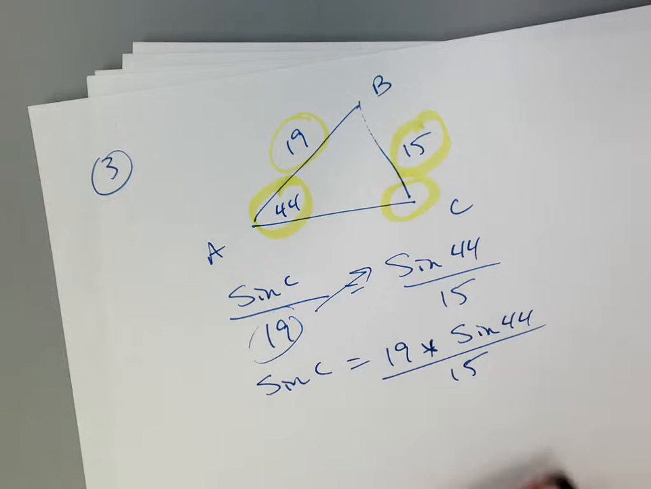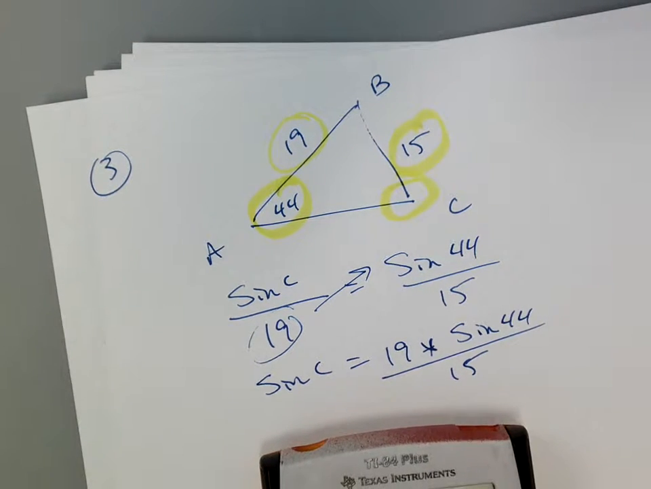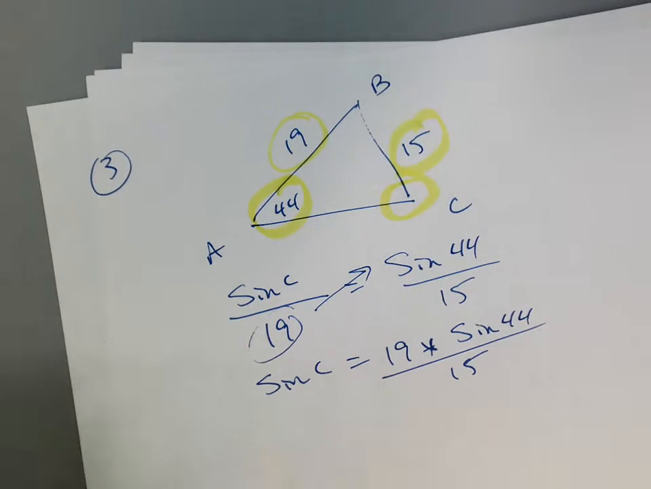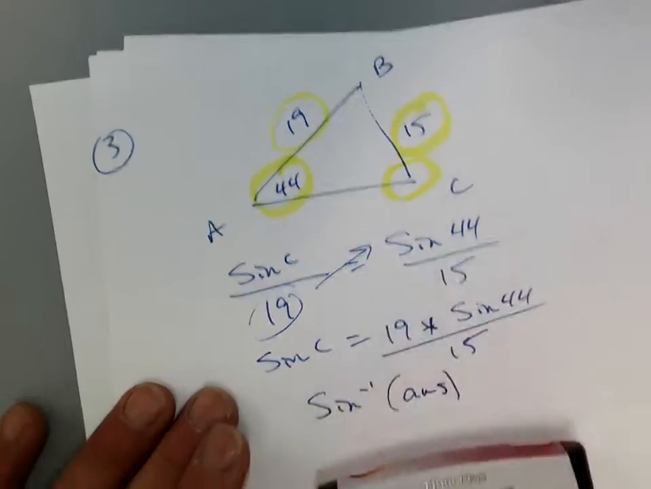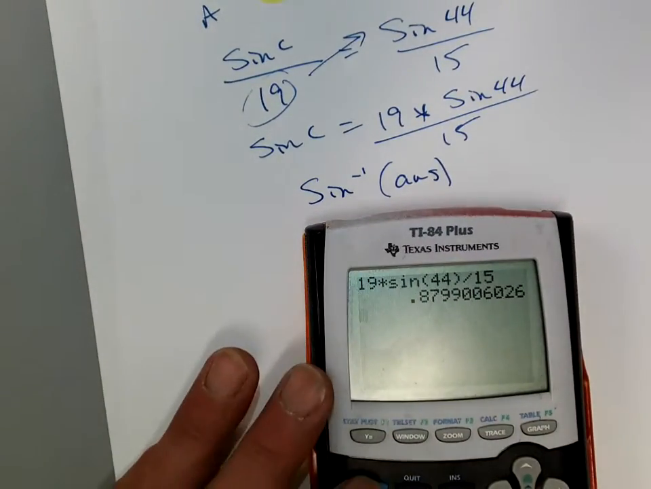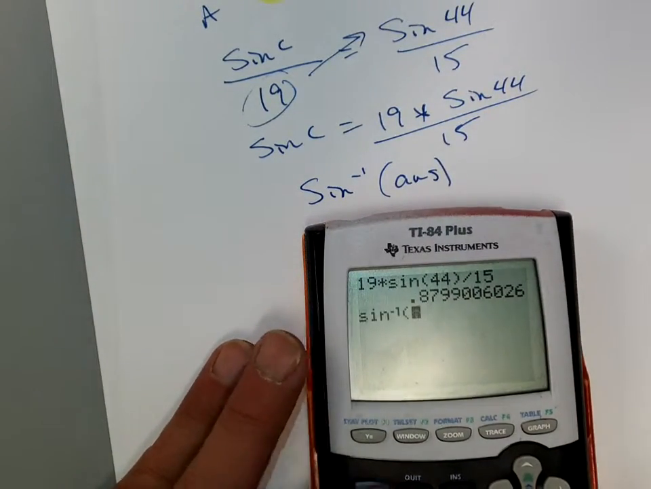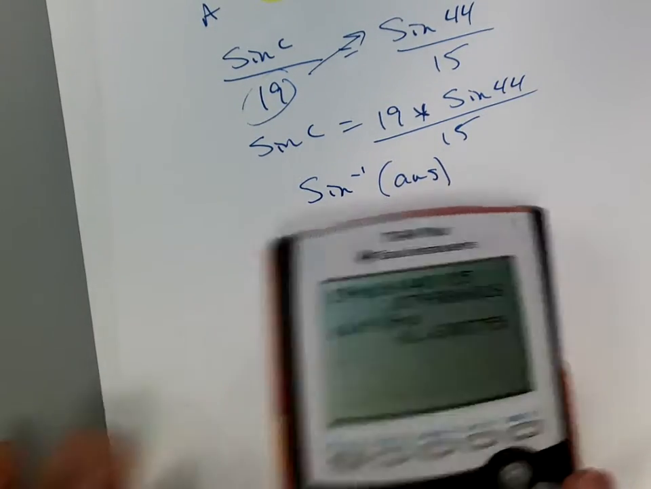Found a calculator, Callan. Don't have to steal yours. 19 times the sine of 44. Be careful to close your parentheses, you guys, because if you don't close your parentheses, sometimes you'll get something totally different, right? Divided by 15, and I get an answer of about point, but I expected that because I'm going to do the sine inverse of that, right? So we're going to go sine inverse of that answer, because we're looking for the angle. Sine inverse of that answer, about 61.6 degrees, okay?